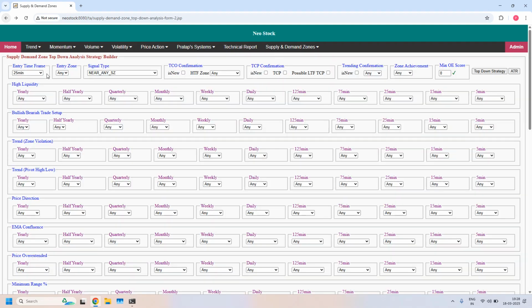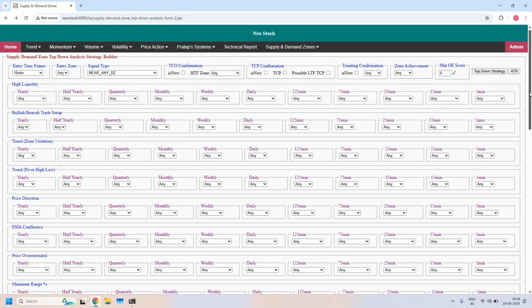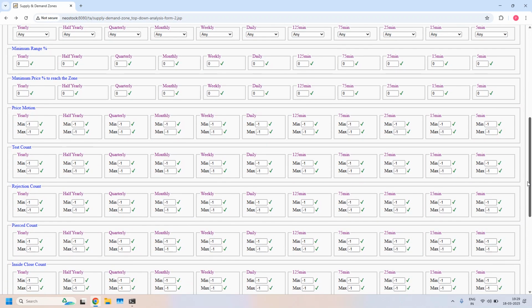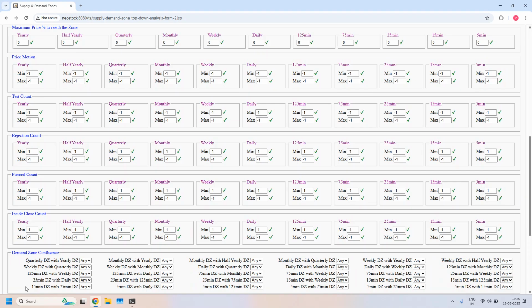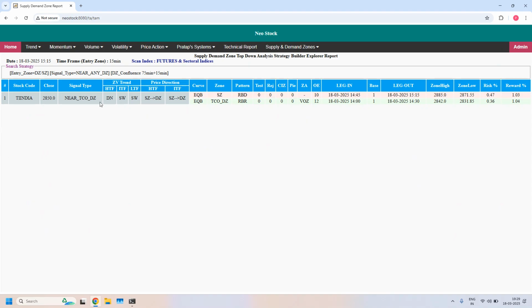Okay, next time frame is 15 minutes. Stocks near 15 minutes demand zone. We got 3 stocks. Let's check any of these demand zones are having ITF demand zone confluence. That is 15 minutes demand zone with 75 minutes demand zone confluence. I'm enabling the filter. So we got 1 stock.